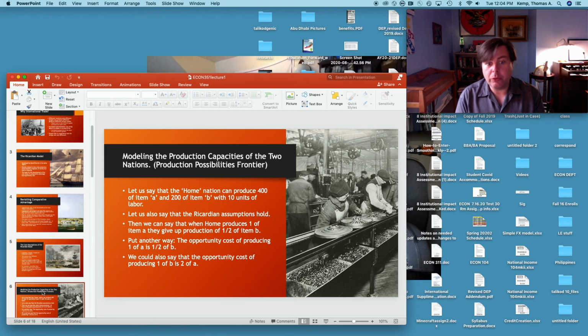We have an opportunity cost, particularly with the numbers given over there. We can say that the opportunity cost of producing 1 of B is 2 of A. Or the opportunity cost of producing 1 of A is a half of B, right? So every time we produce 1 unit of A, we're giving up producing a half unit of B. So we have the opportunity costs of these two things.